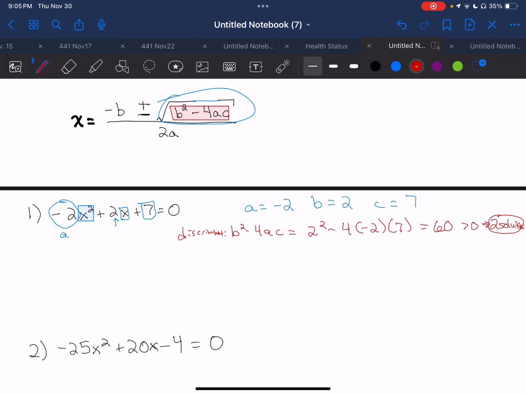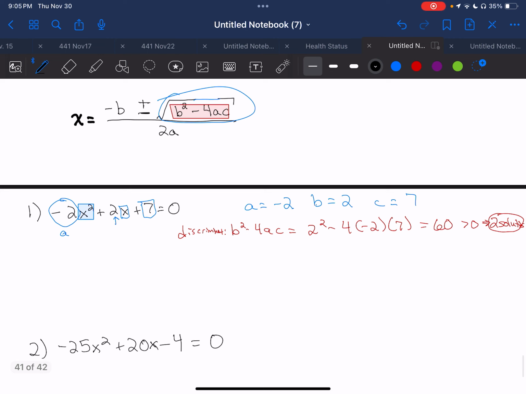What are they going to be? We use our formula. Going back to black, x equals the opposite of b. So if b is positive, like we have here, positive 2, then opposite of b is negative. If b had been a negative number, then opposite of b would be positive. So don't think that up here I have to have a negative number. It's always the opposite of the sign for b.